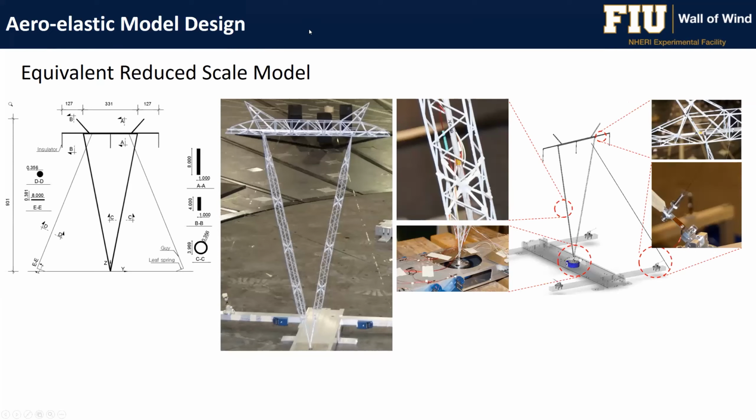Here I'm just showing what type of instrumentation we use for aeroelastic testing. We can have a load cell like this, a blue JR3 load cell here at the hinge of this transmission tower. We can also get some strain measurements using strain gauges and accelerations.